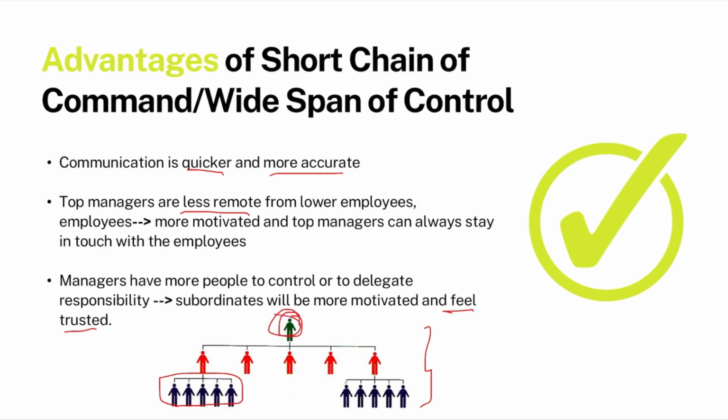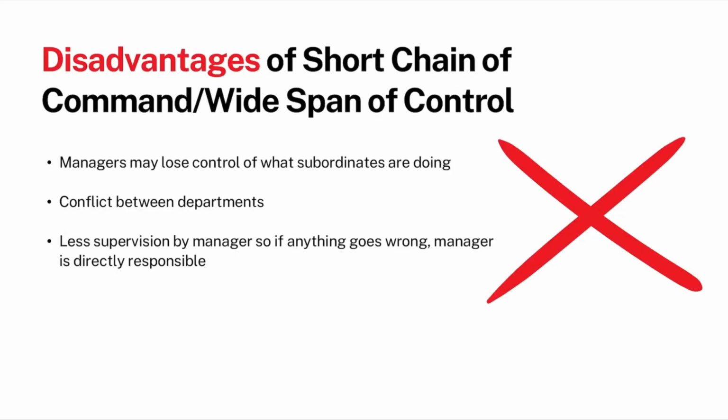Okay, so the owner can give more tasks to all these 5 people, and hence all of them will feel motivated and they'll feel trusted and part of the organization.